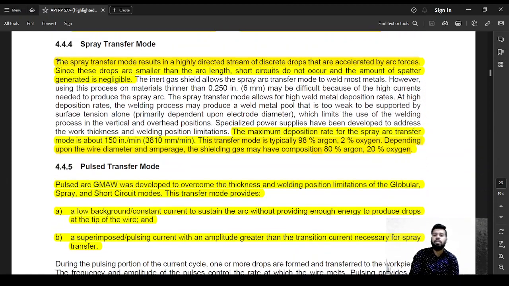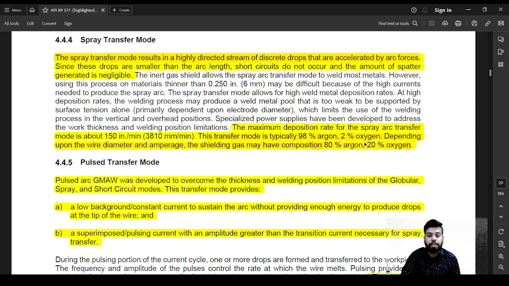Spray transfer mode, again most widely used. The spray transfer mode results in a highly directed stream of discrete drops that are accelerated by the arc forces. Since these drops are smaller than the arc length, short circuits do not occur and the amount of spatter generated is negligible. The maximum deposition rate is going to be 150 inches per minute, and the shielding gas is typically 98% argon and 2% oxygen, depending upon the wire diameter and amperage. The shielding gas may also have a composition of 80% argon and 20% oxygen.